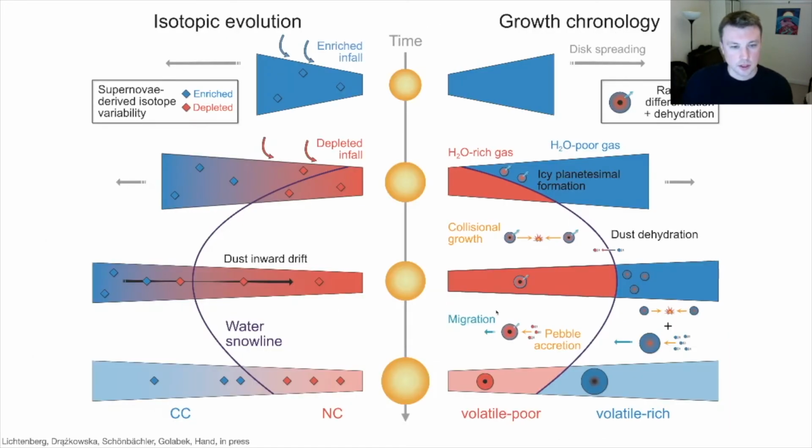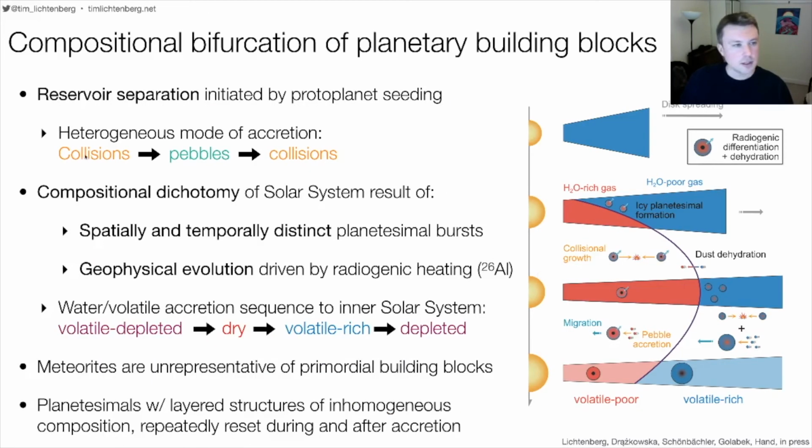Now, here's a summary of our model, both in isotope evolution and growth chronology, which I'm very happy to discuss with you if you have questions about this. Major points of this are that our model suggests a heterogeneous mode of accretion, starting with collisions, going over to pebbles, and then transitioning again to a late-stage phase of collisions.